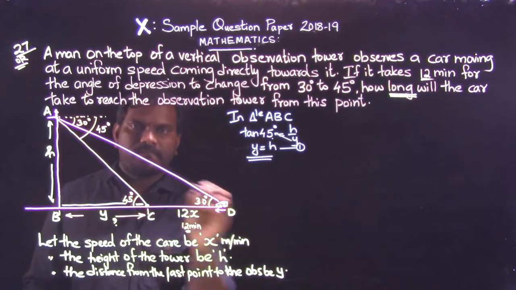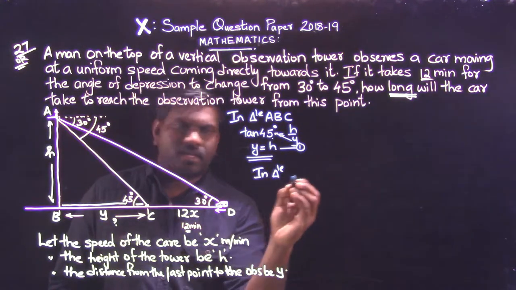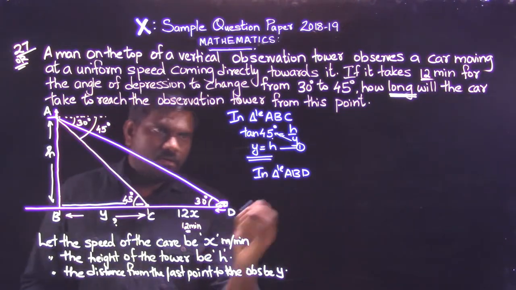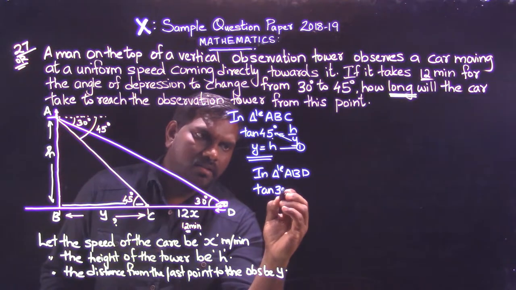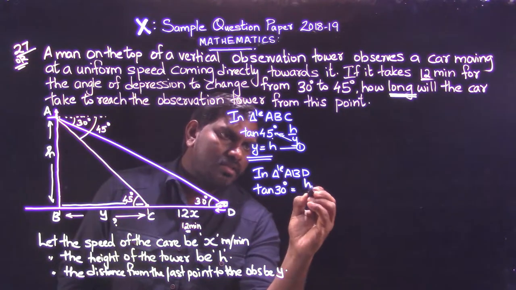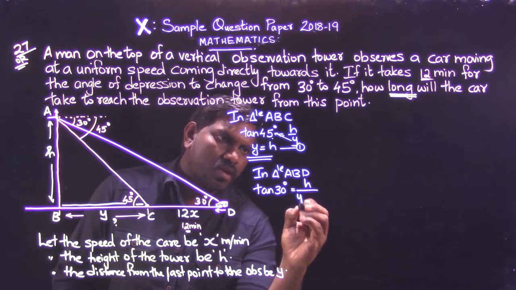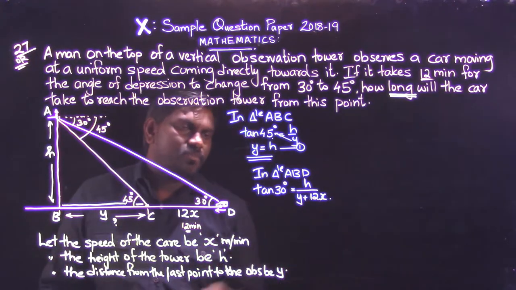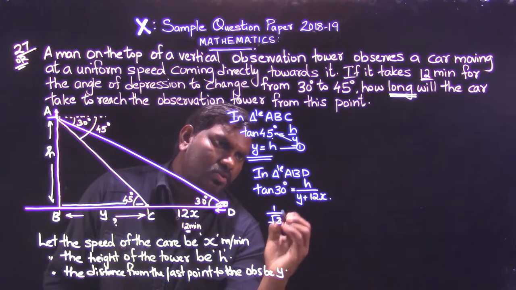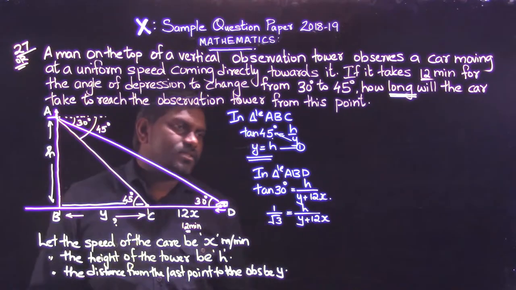Now, the next triangle, the big triangle. In triangle A, B, and D, I'm going to take tan 30 this time, because this angle here is 30. So tan 30 is h by a somewhat lengthier side, which is y plus 12x. Tan 30 is nothing but, as I told you, 1 by root 3, equal to h by y plus 12x, isn't it?